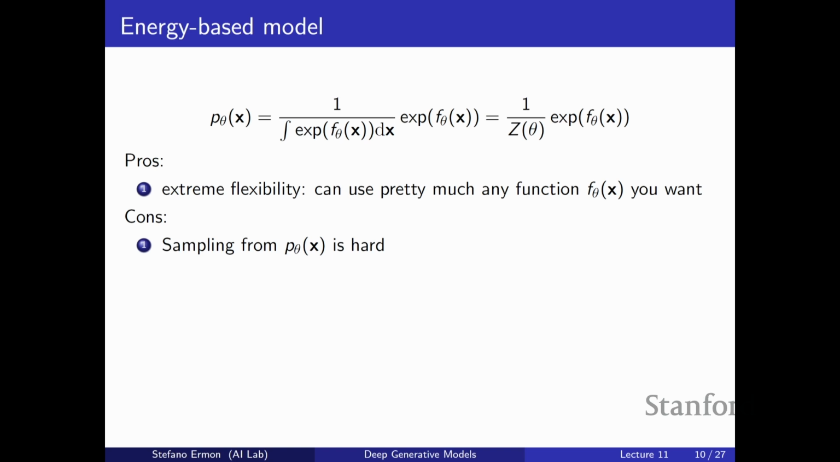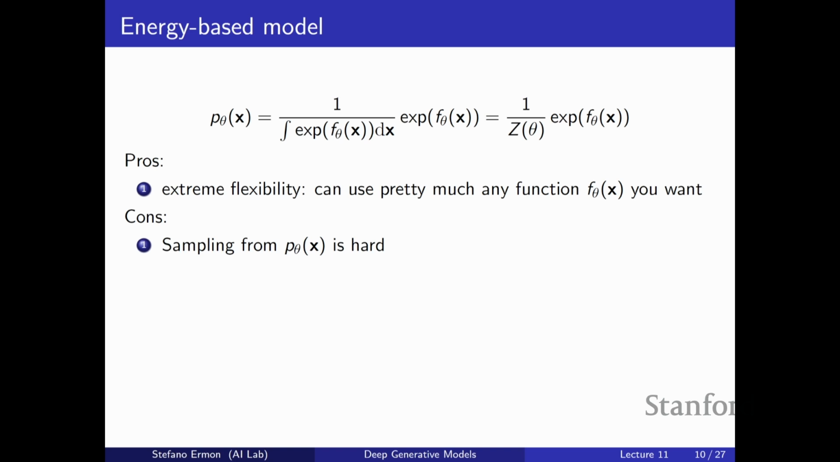The cons, there are many, as usual, there is some price to pay. If you want flexibility, you're basically making fewer assumptions about the structure of your model, and so there is a price to pay computationally. And one big negative aspect of energy-based models is that sampling is going to be very hard. So even if you can fit the model, if you want to generate samples from it, it's going to be very tricky to do that. It's going to be very slow to generate new samples from an energy-based model.